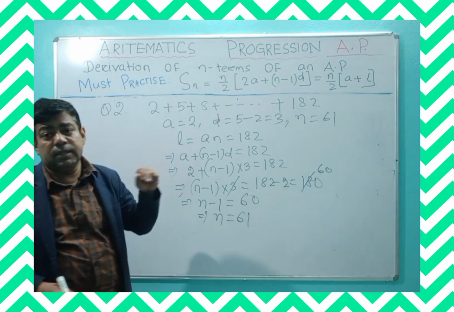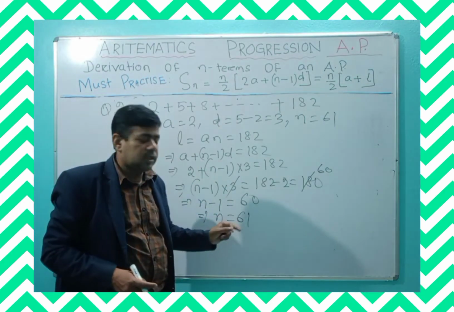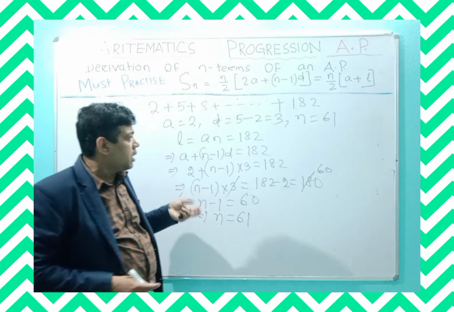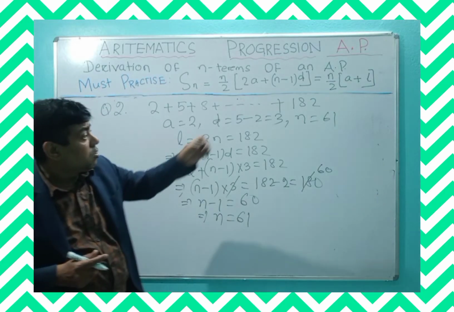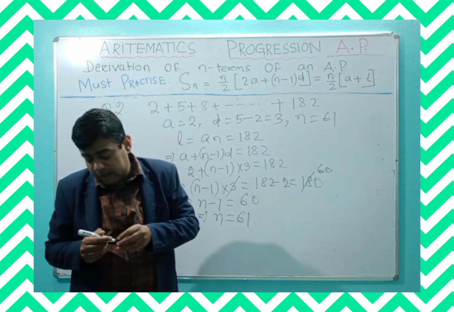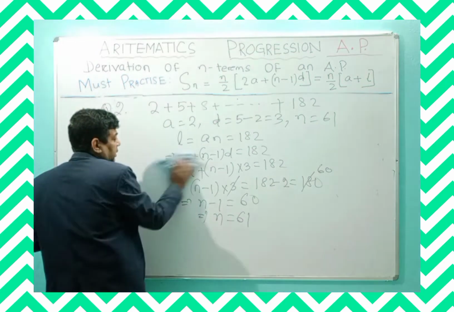A sequence written with plus signs is known as an arithmetic series, and there are 61 terms. We are going to add 61 terms of the AP. The last term L is given, so you can use this formula. The n value we already got. Note down here.